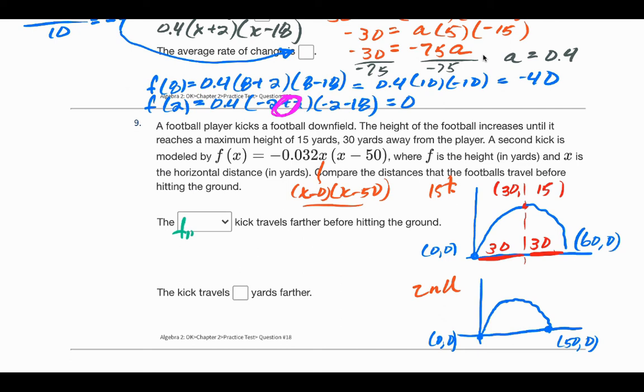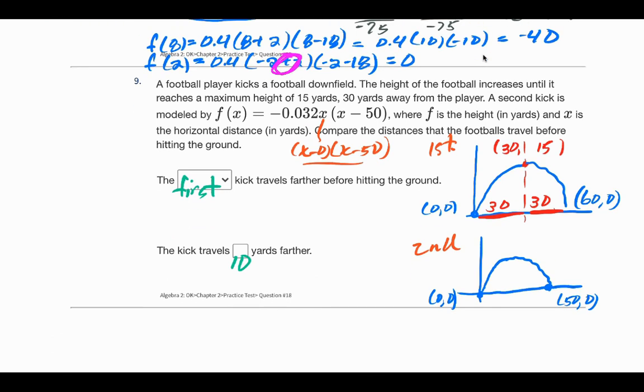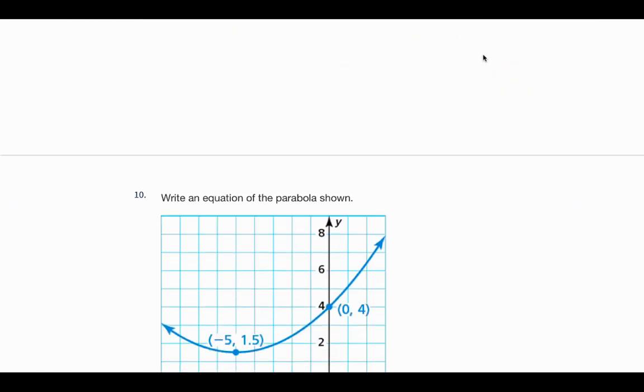And I think it's a drop down and it says first or second. And then you're going to tell me, well, how much did it change? Well, the first one went 60. The other one went 50. So it went 10 yards farther. All right, 10 yards farther. Okay, hopefully that's pretty straightforward for you.